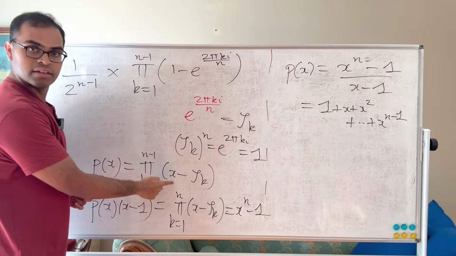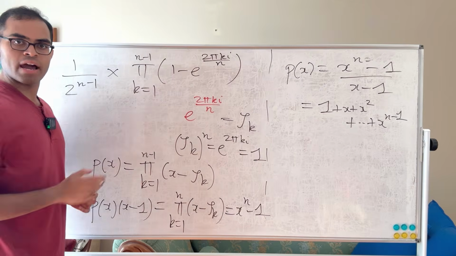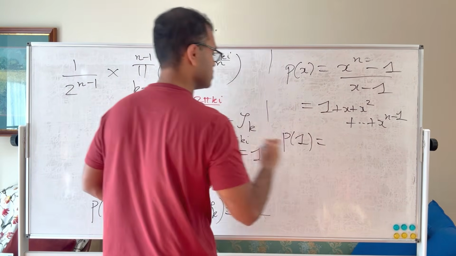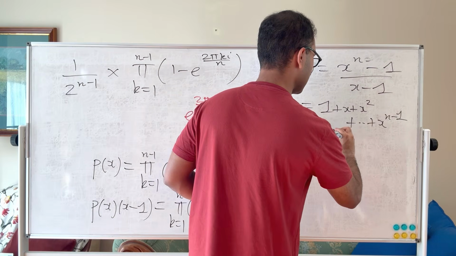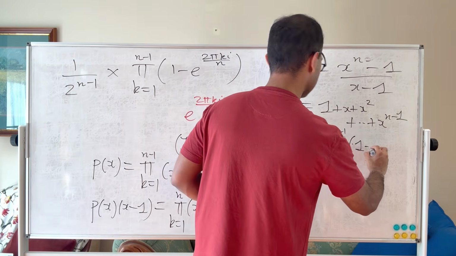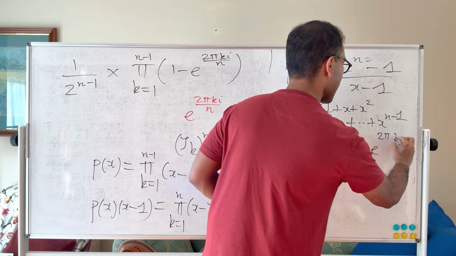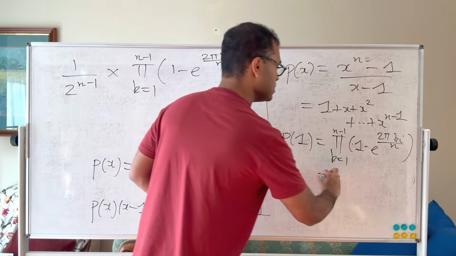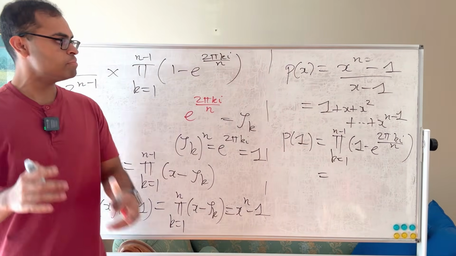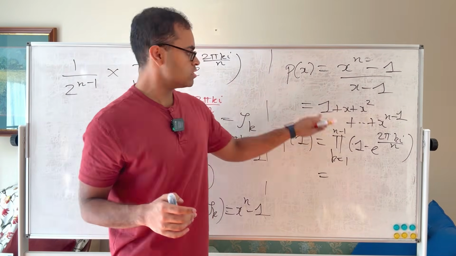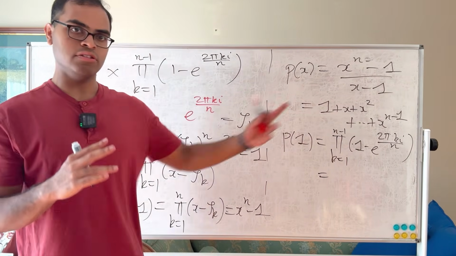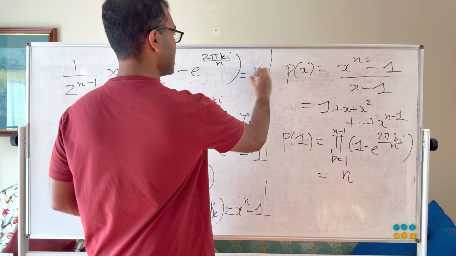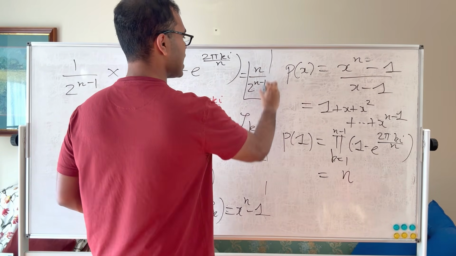But P of 1 is, when you plug in 1, just that product. So P of 1 is going to equal the product, k varies from 1 to n minus 1, of 1 minus e power 2 pi k i over n. And that of course is going to equal, if you plug into that simpler expression, n terms added up, because you're starting with 1 and ending with x power n minus 1, the n including that 1. So it's just going to equal n, and therefore our final product is n over 2 power n minus 1. That is the answer to the problem.